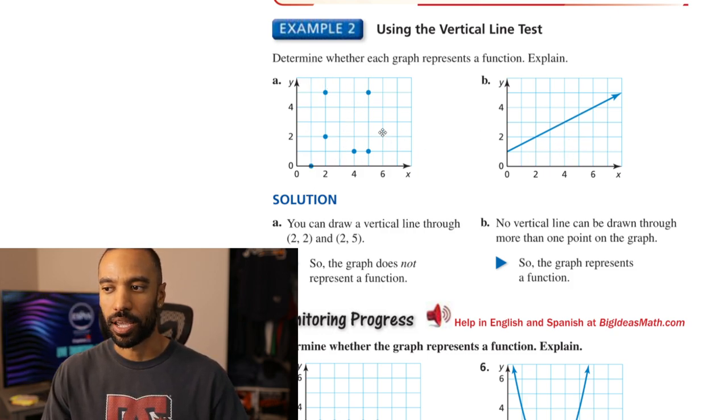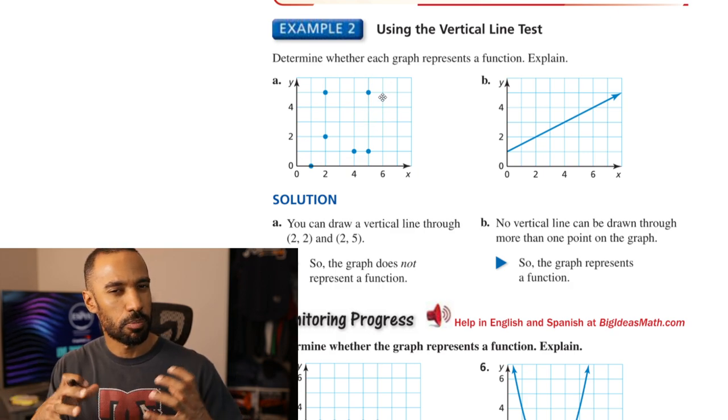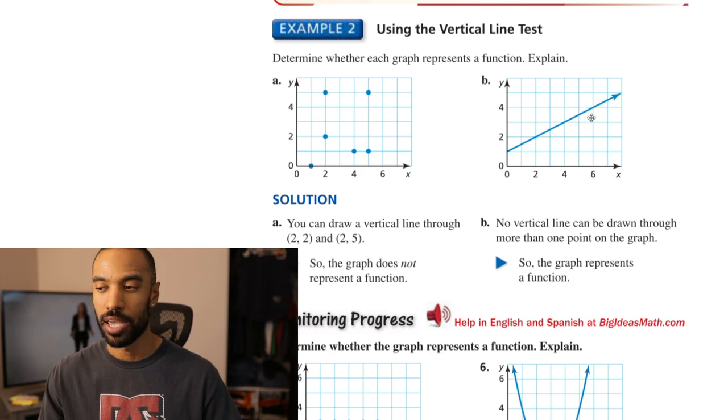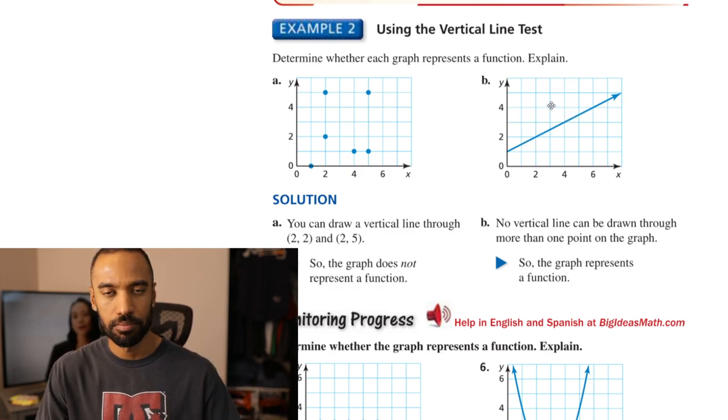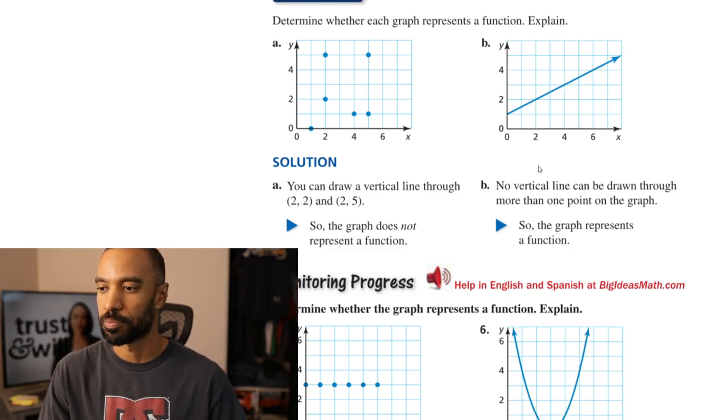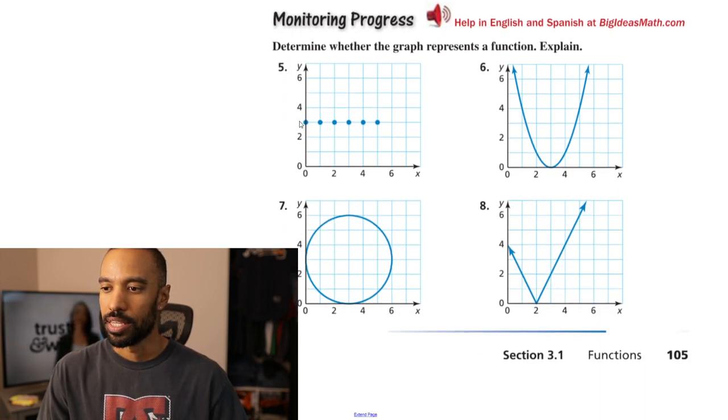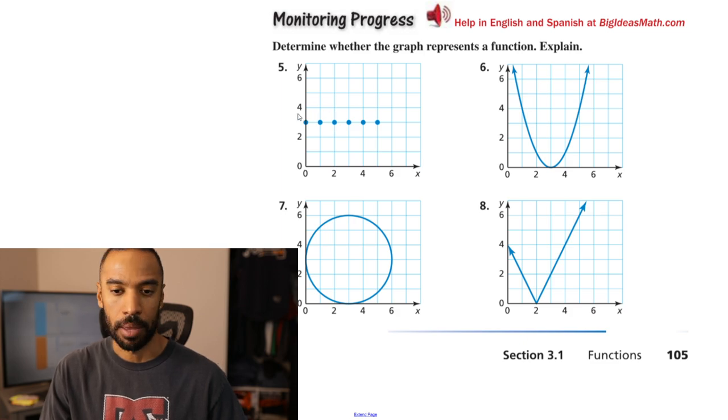Now, we haven't talked about what kinds of relations these are. I don't know if we're going to get into it. The ones that are disconnected points are called discrete relations. And these are called continuous relations. I'm sure we'll get into them later. But these are both relations. They're just different types. Yes, a function. See if you can understand why.